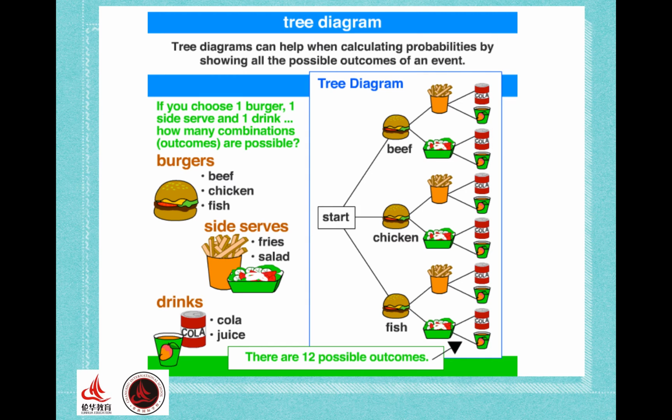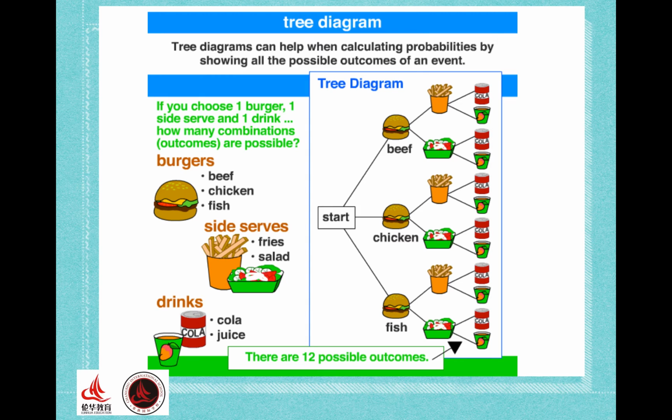And what we do is we multiply. So we have 3 burger options. We have 2 side serves options. So 3 multiplied by 2. And then we have 2 drinks. So 3 multiplied by 2, and we have 12 outcomes. So you can also count it yourselves to see if you can have 12 possible different meals.